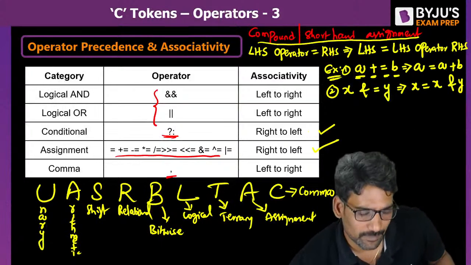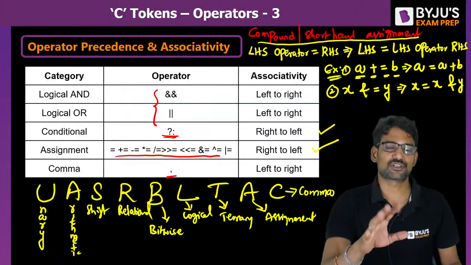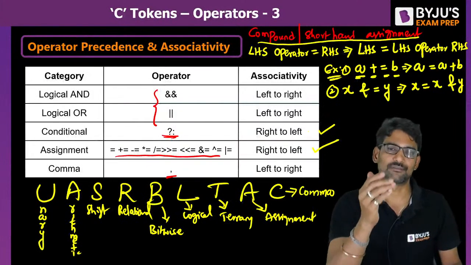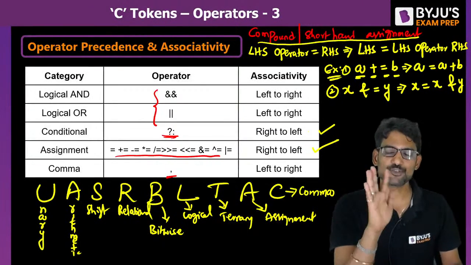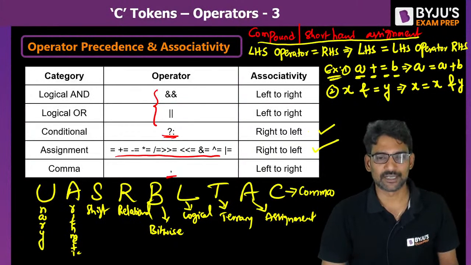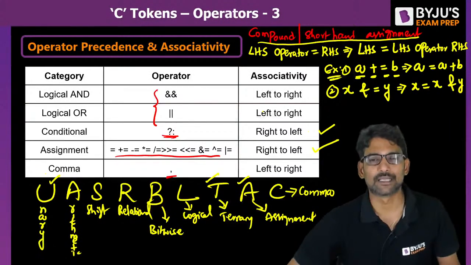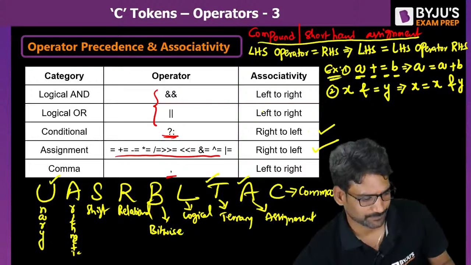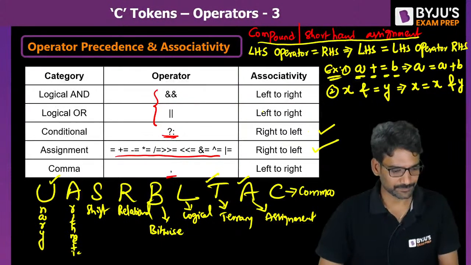So all the table you may not be remembering with this, but most of the table with this code you can remember easily. And associativity for ternary, for assignment, for unary, it is right to left. For all the other, left to right. Okay? Okay, guys?